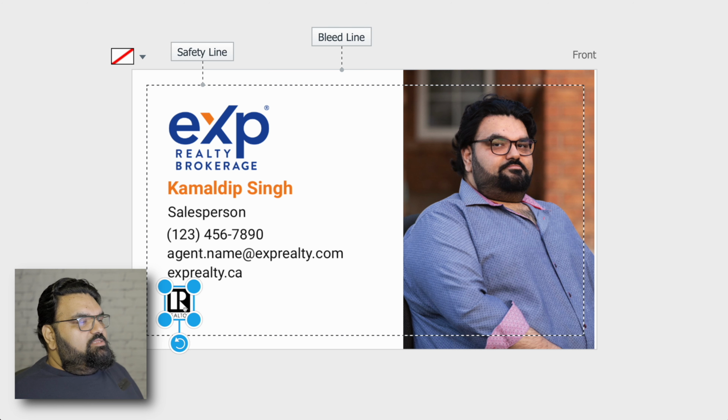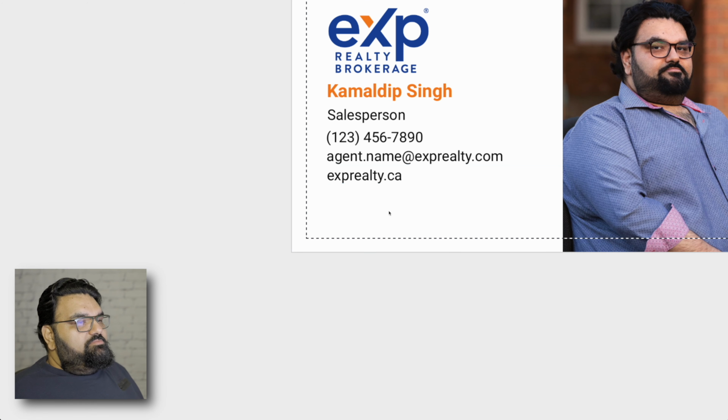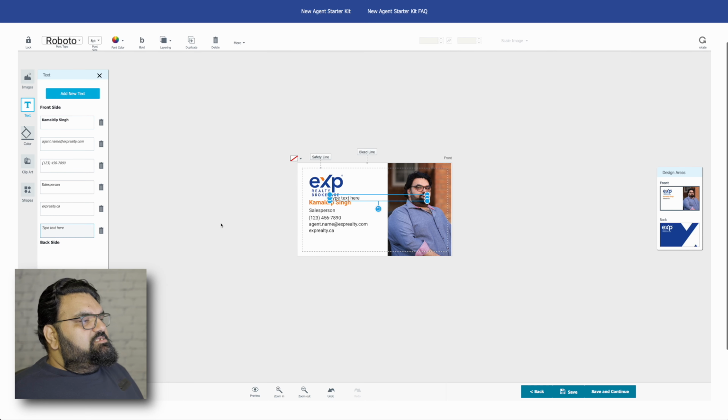Maybe I don't want this icon here. Just select it, press delete, and it's gone. You got some more room. All right. So I will press add text. There we go. It's right here. Added. Now with this icon, you can rotate your text if you want to.